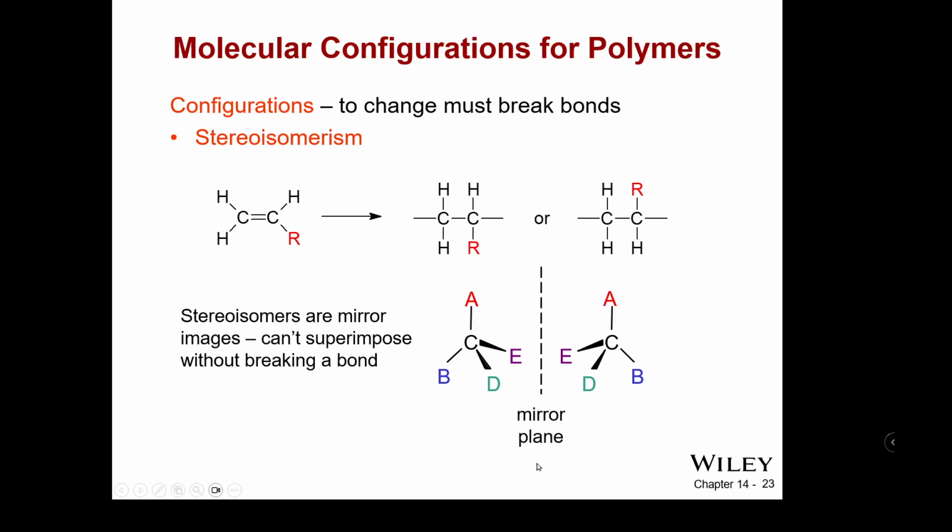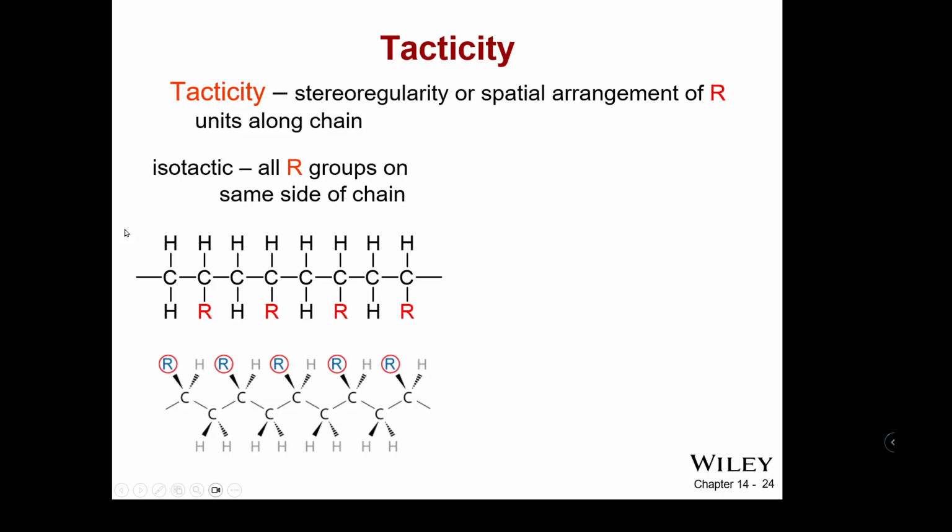You have to rearrange the bonds. You have to break them apart and move them around. So those two molecules, even though they're technically the same thing, they are not identical. So they are chemically identical. They are not stereochemically identical. They are stereoisomers. And that's what that means.